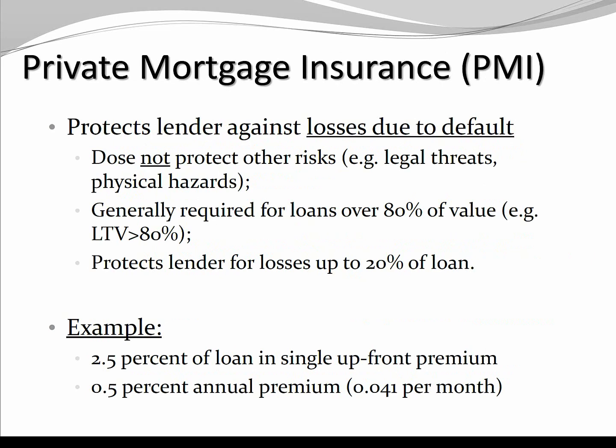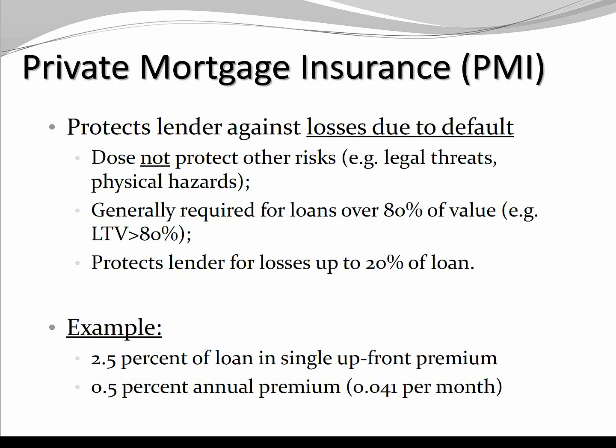Private mortgage insurance protects the lender against borrower default, so it's required by the lender, and home borrowers pay this insurance. We have to keep in mind that private mortgage insurance does not protect other risks like legal threats or physical hazard. It's generally required for loans above 80% of the value of the property, which means a loan-to-value ratio above 80%. And it could protect lenders for loss up to 20% of the loan.